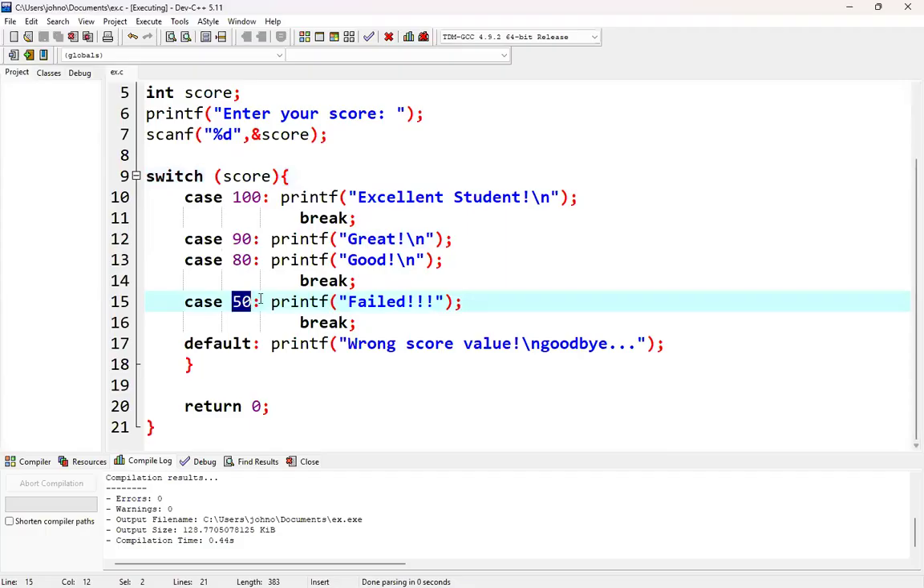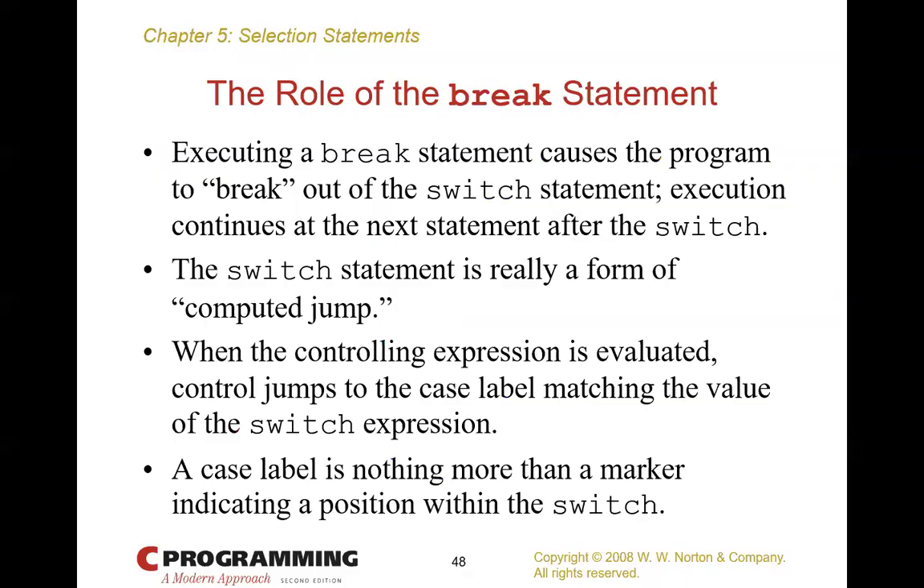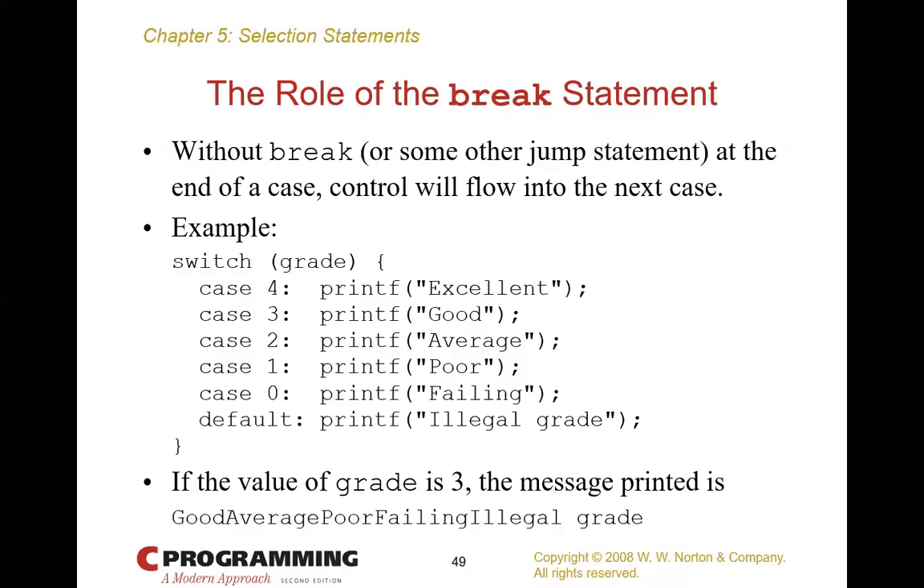And this is why the switch statement is faster than the if else statement. For if else, it has to evaluate the else if several times. But for the switch, it evaluates only once and jumps to the appropriate place in the code. So that is why we call it a computed jump. A case label is nothing more than just a marker indicating a position within the switch.